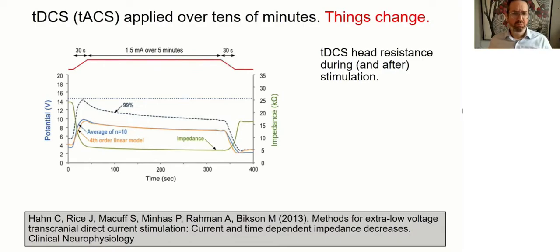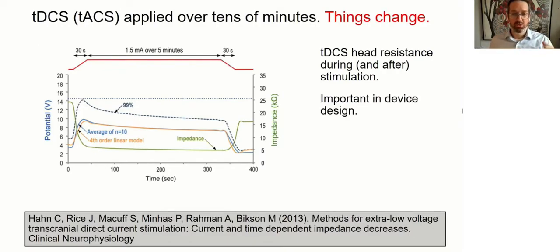In this paper, we were applying tDCS and measuring the voltage produced by the device needed, and so the subject resistance. Now, subject resistance impedance is shown here in green. And you can see that over the course of a couple hundred seconds of tDCS, the impedance of the head drops a lot. And by the way, after we turn off stimulation, it stays low. And this shows an adaptive response. It shows that the head resistance is changing slowly during the course of tDCS. So the skin has adapted.